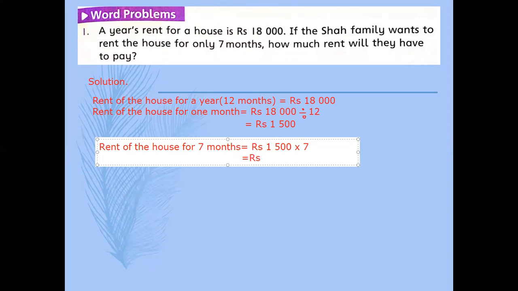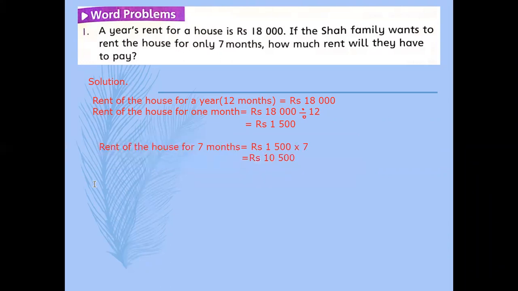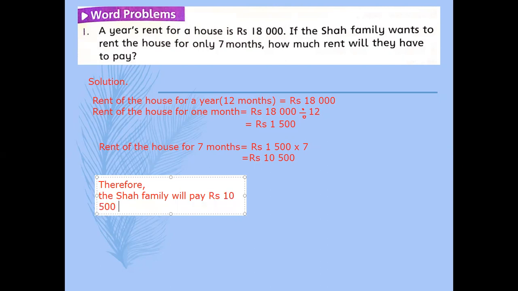So when we multiply 1500 with 7, what we are going to get is 10,500. So that means how much our family has to pay. Sorry for wrong spellings. The Shah family will pay how much? 10,500 rupees for 7 months.